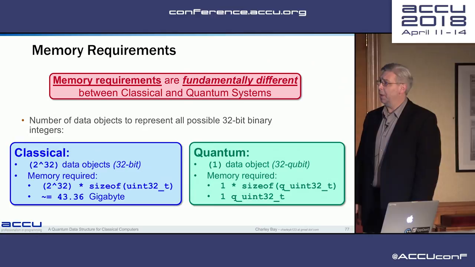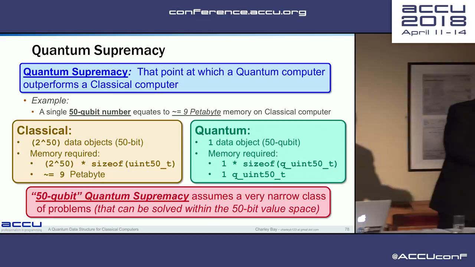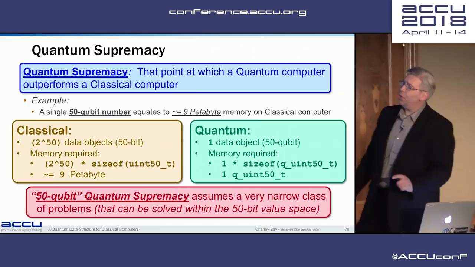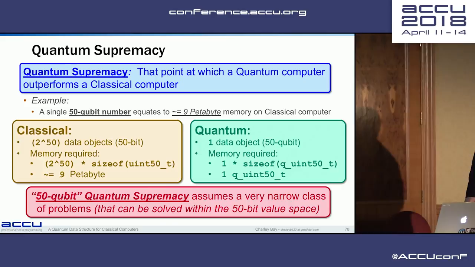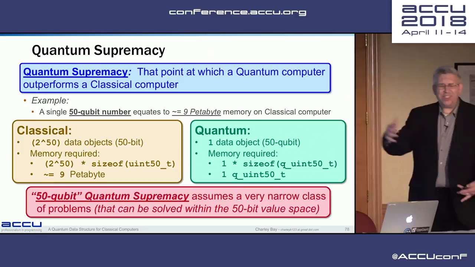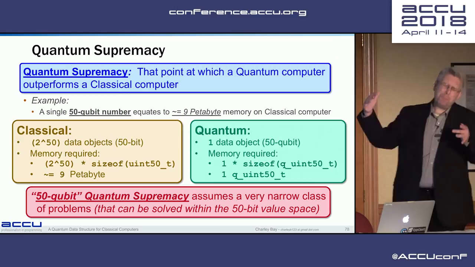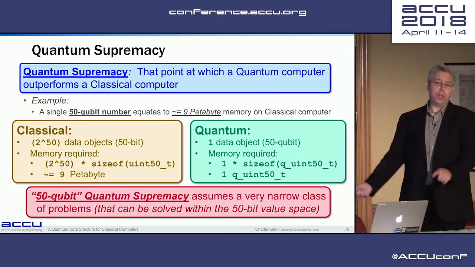So quantum supremacy is the idea that a quantum computer is better and it outperforms the classical computer. And, you know, there's a lot of arm waving and discussion about that. We're discovering new algorithms, new ways to build hardware, new ways to do things. But ultimately, because they're very different, and memory requirements are different and algorithms are different, it's a specialized set of problems. But how many bits do I really need to really kick butt over the classical computer? About 50 bits. That's what Google said.